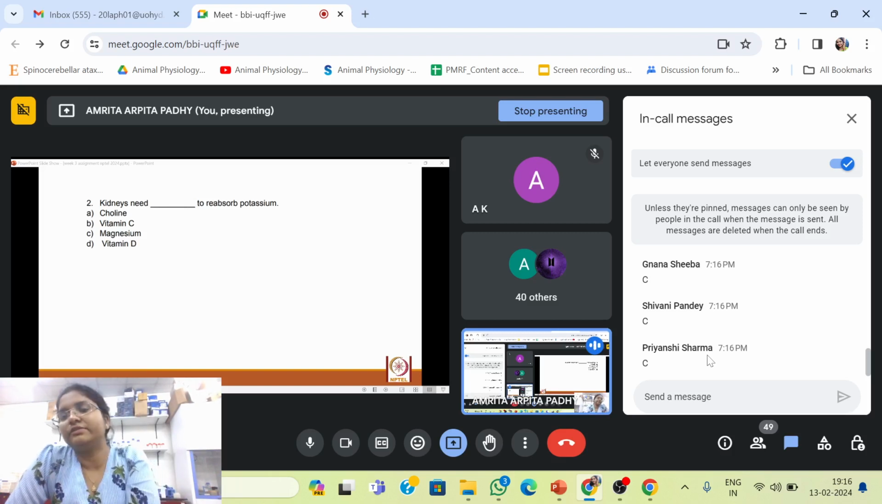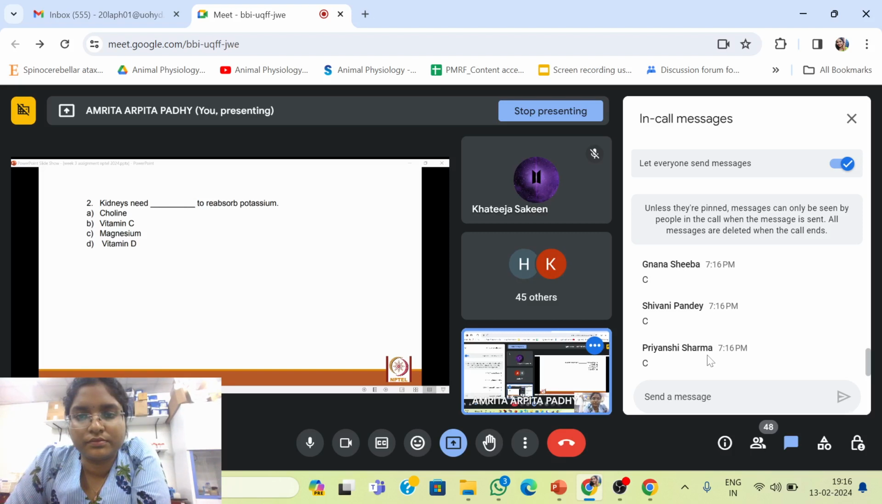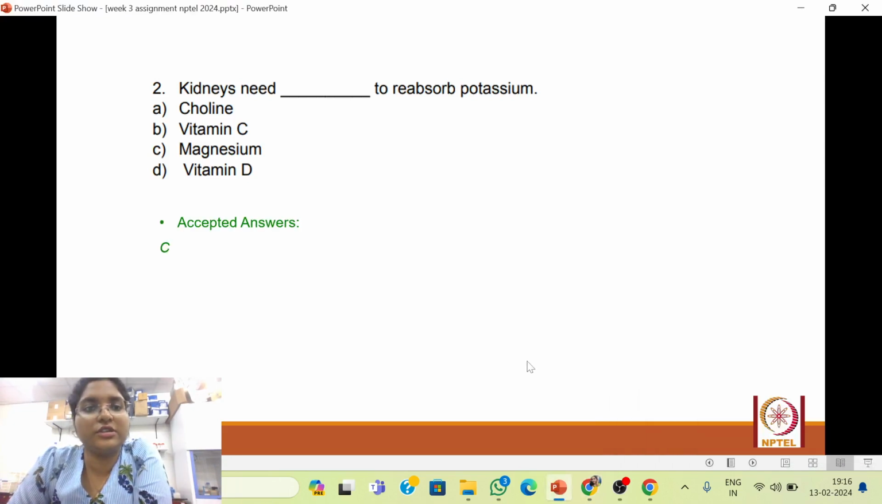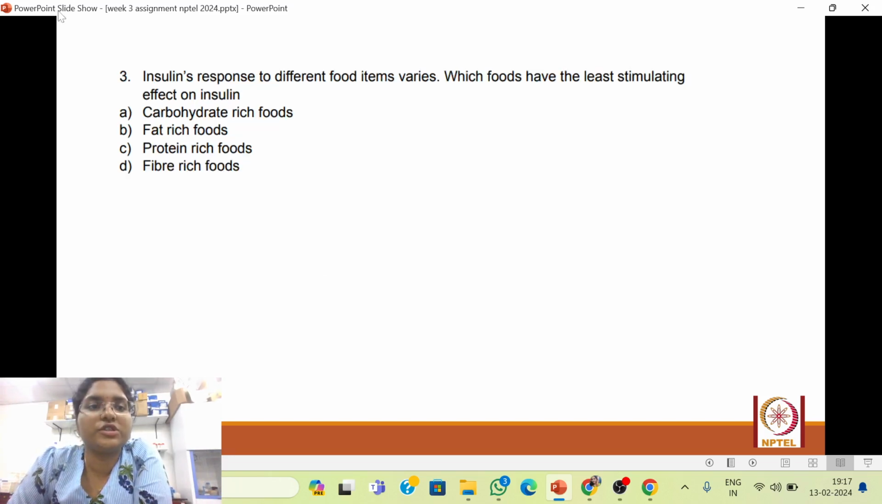Done, everyone? Let's see what the correct answer is, and whether everyone has given the correct answer or not. I think most people have given the correct answer. I could see someone giving A. Kidneys need magnesium to reabsorb potassium. Okay, moving on to the next question.